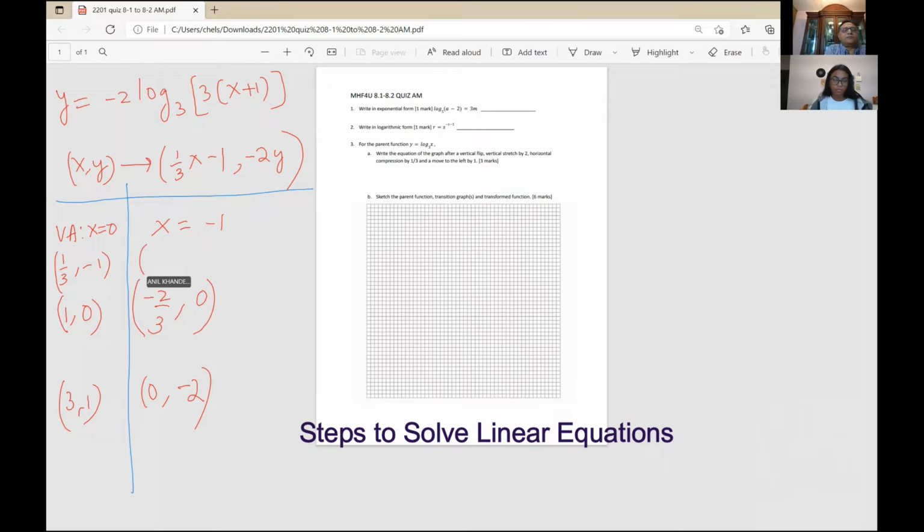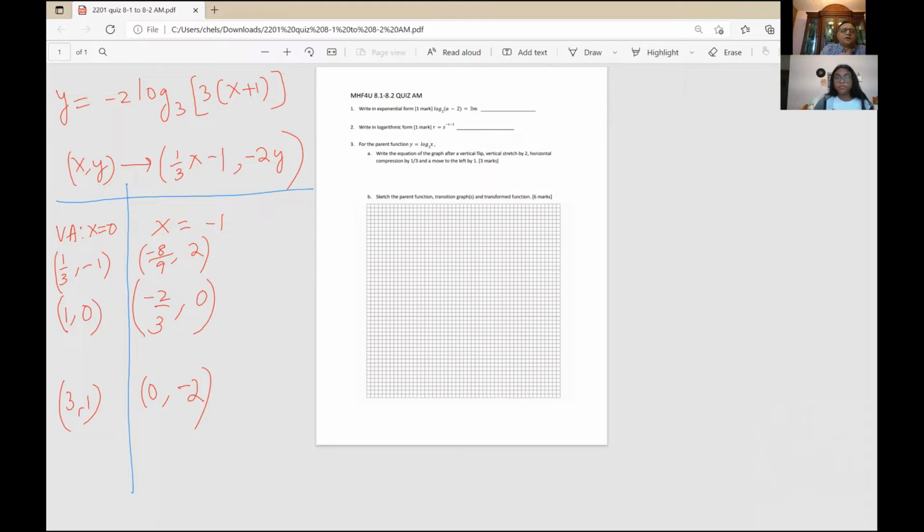So here I'll get 1/3 times 1/3 is 1/9, and 1/9 minus 1 means 1 minus 9, which is -8/9. Y value: -1 times -2 makes it +2. Is that clear to you? Yeah. So these points are good enough to sketch your graph, right?